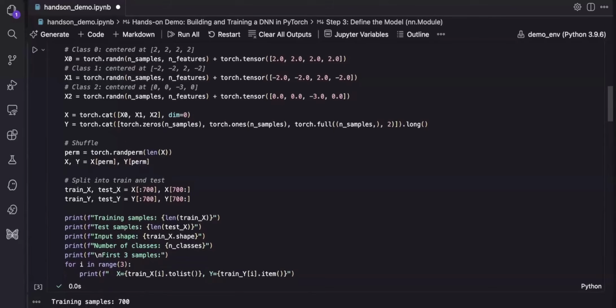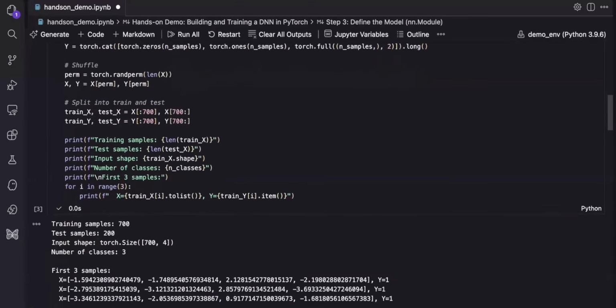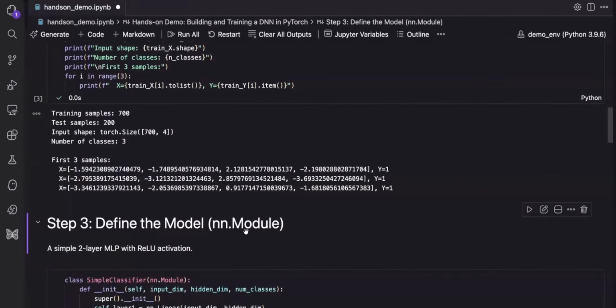Notice we have not wrapped anything into a dataset yet. That happens in the next cell when we set up the data loader. Moving on to the next cell.